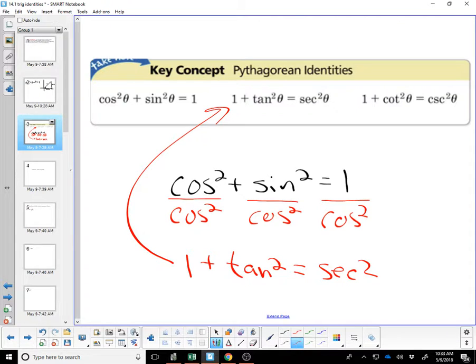Guess where the third one comes from? Instead of dividing by cosine, everything got divided by sine.